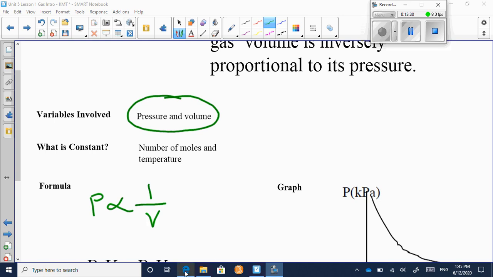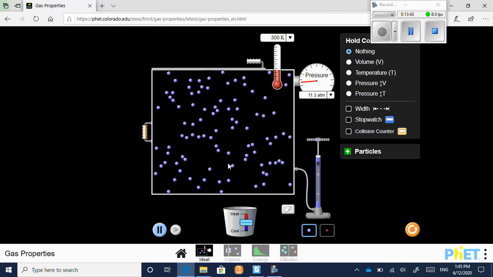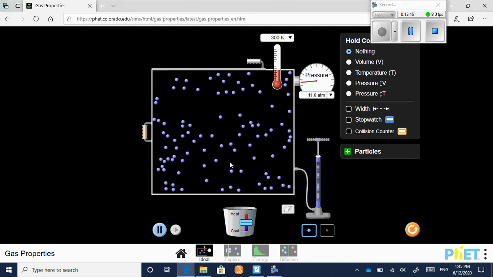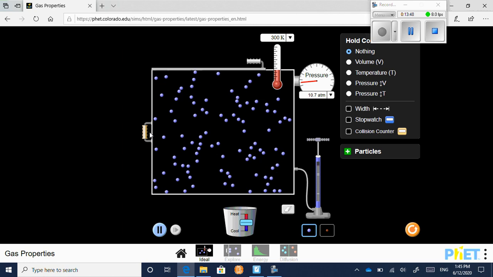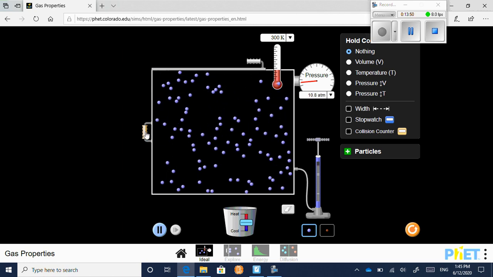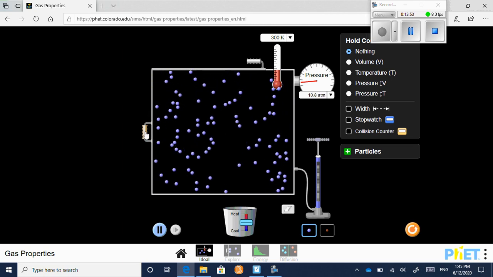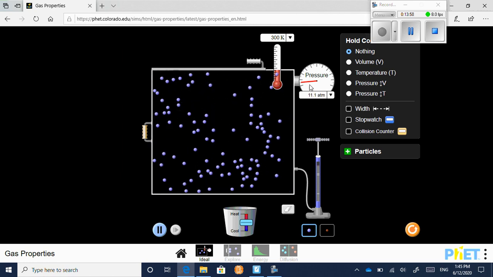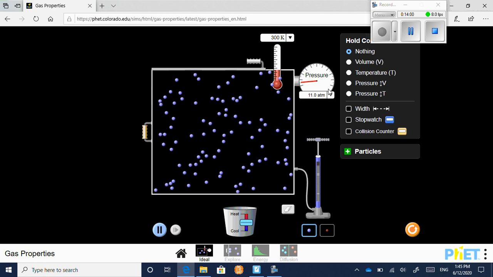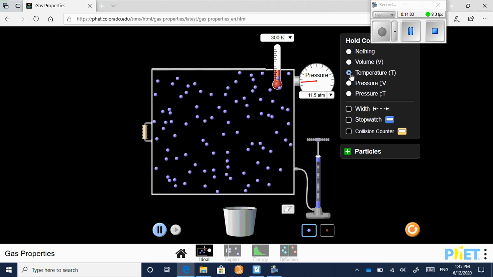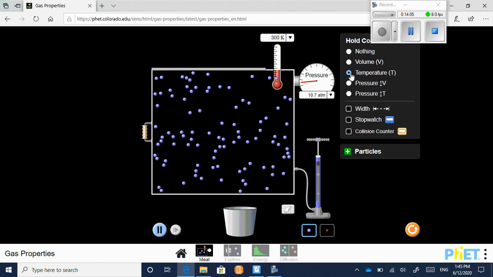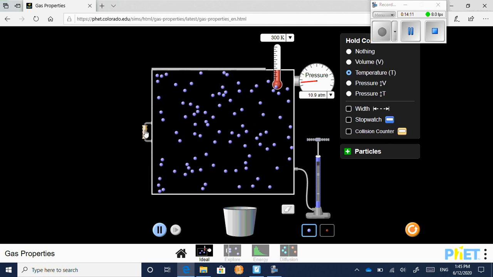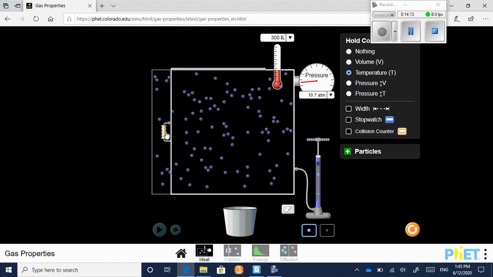Okay, let's take a look at our applet. Here's our applet. What Boyle investigated was he put a gas into a container, and he decided, well, I'm going to vary the volume. I want you to keep your eye right here on the pressure. I am going to hold the temperature constant. In other words, I'm going to make sure that the temperature doesn't change. But what I'm going to do is reduce the volume.